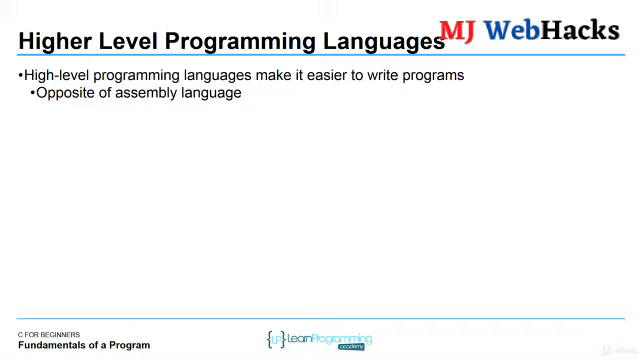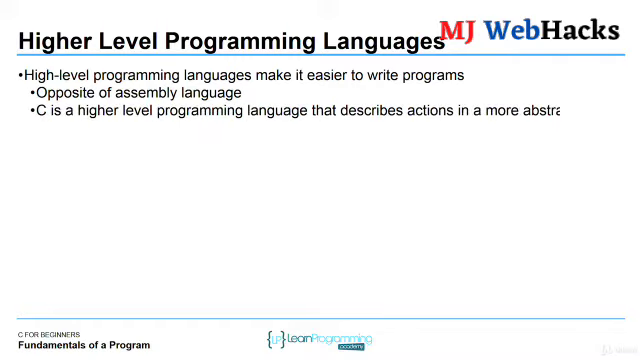And you can imagine that if you were to write all of your programs with all these instructions, it would be very inefficient and very difficult to write a program. So higher level programming languages are the opposite of an assembly language. It's a much higher level. An example is C. C is a higher level programming language. It describes the actions that the program is going to perform in a much more abstract way.